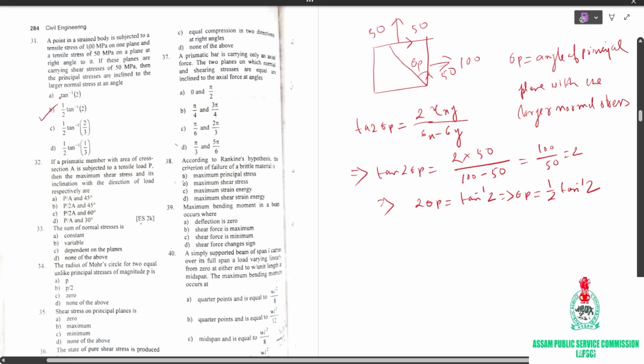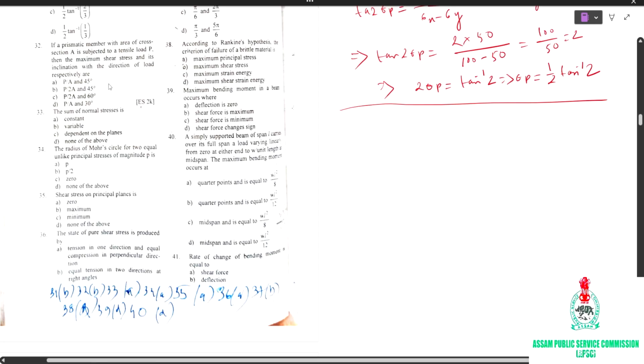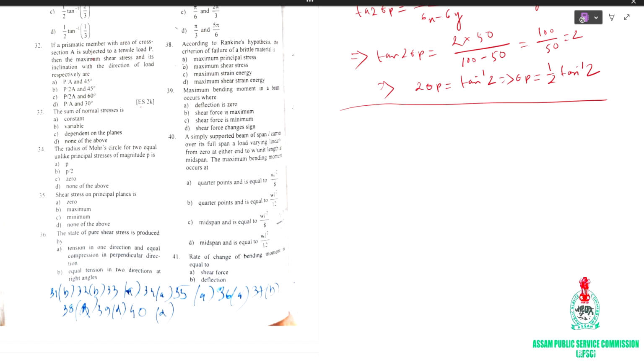This answer. Right. This we have to solve. Now let us look at question number 32. If a prismatic member with area of cross section A is subjected to a tensile load of P, then the maximum shear stress and its inclination with the direction of load respectively are.